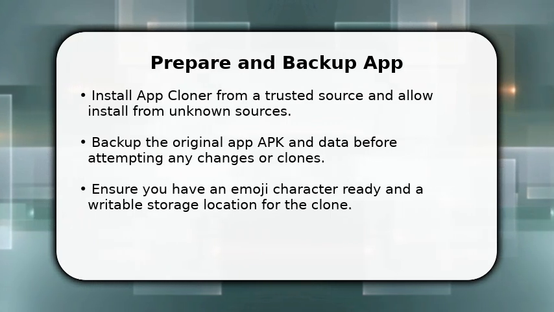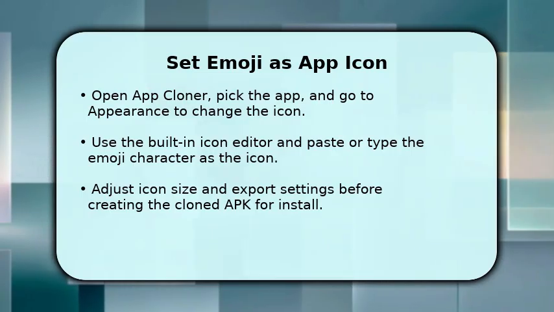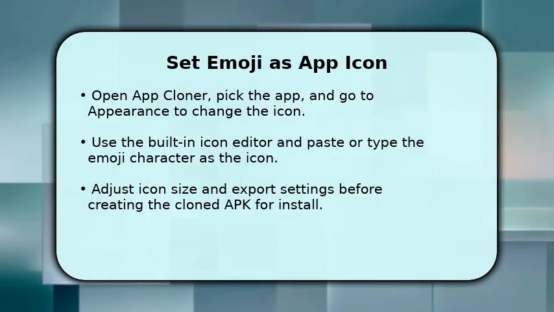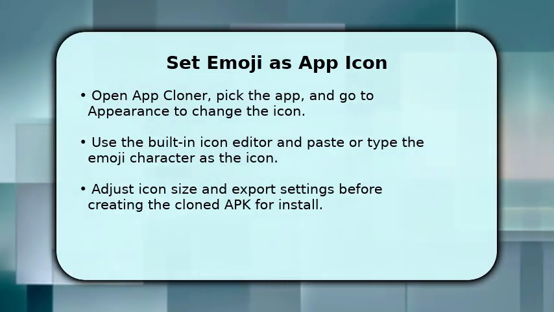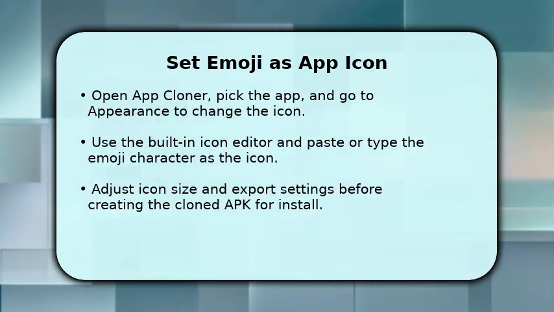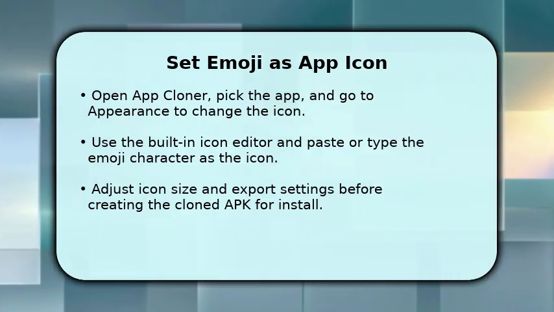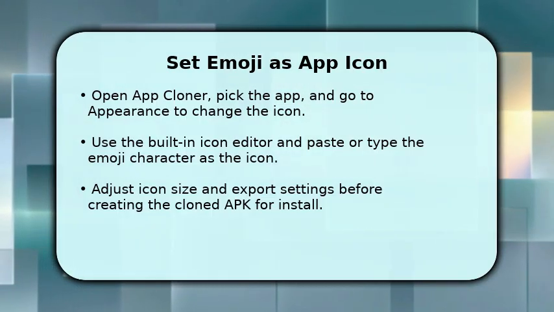Open App Cloner and select the app you want to clone and modify. Tap Appearance and choose Icon to open the built-in icon editor for that app. In the icon editor, paste or type the emoji character and center it visually for best results. Use the size control to scale the emoji so it fits like a normal launcher icon.